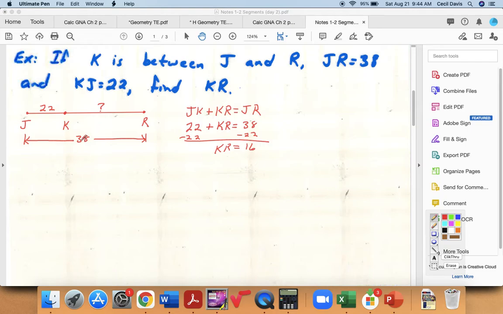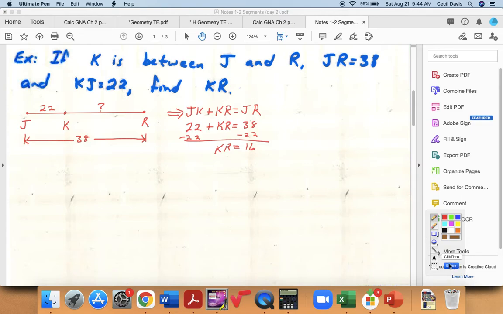Again, this is not an absolute requirement that you write this one. I think it's a good idea. You're more likely to get partial credit if you write that. At the very least, you have to show me that you're subtracting 38 minus 22 to get that KR is 16.